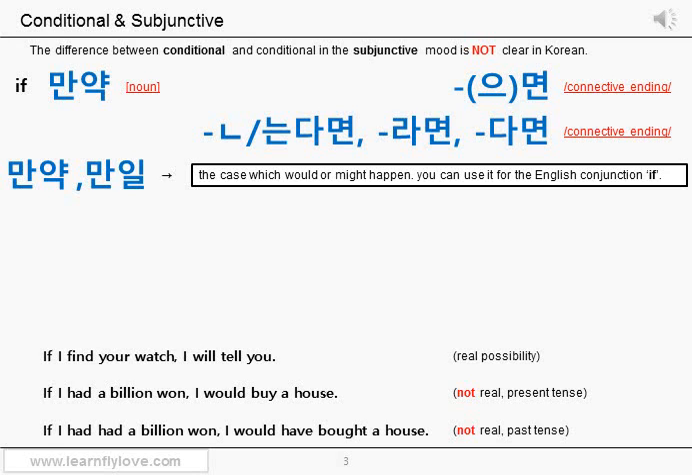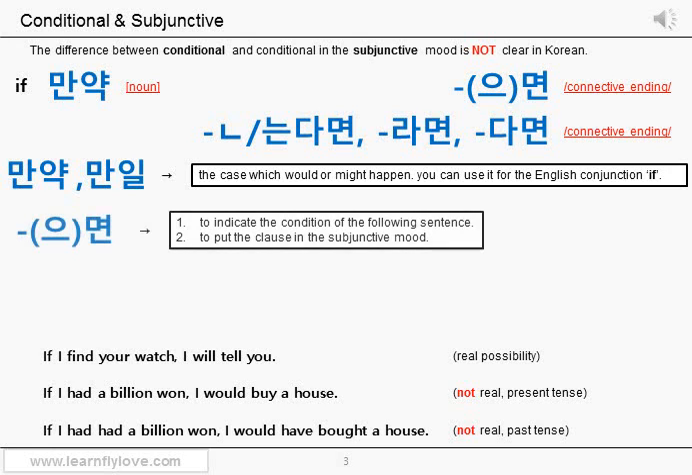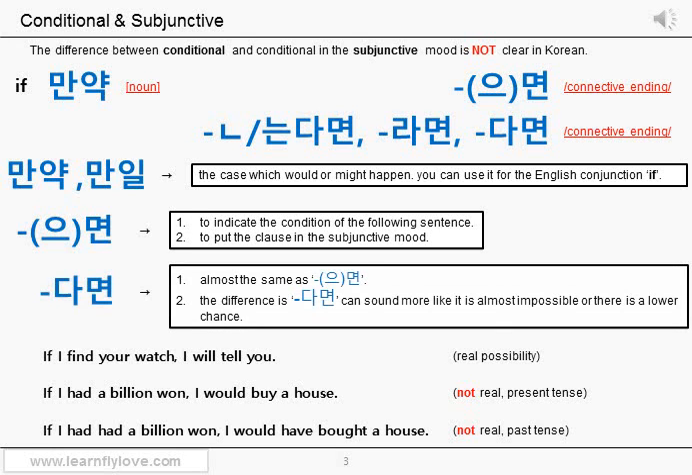Then, what is the difference between 으면 and 다면? They are almost the same. 으면 is used in order to indicate the condition of the following sentence, but it can also put the clause in the subjunctive mood. 다면 is almost the same as 으면, but the slight difference is that it can sound more like it is almost impossible, or there's a lower chance.